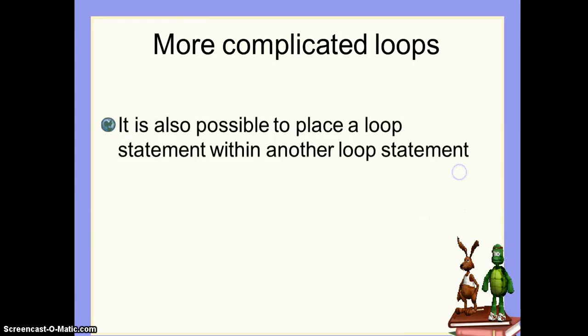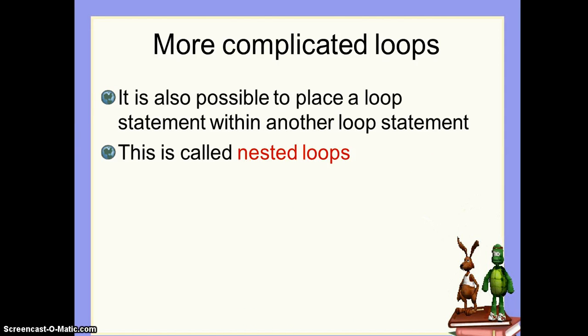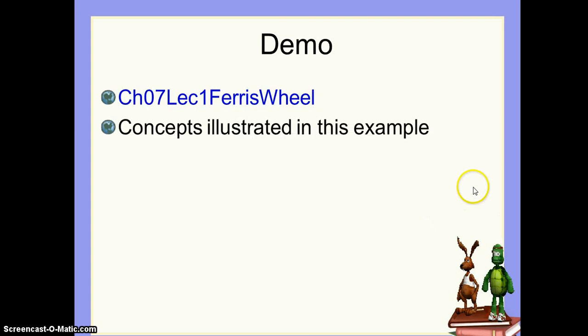Okay, so you can also put a loop within a loop, and as you know, these would be called nested loops. So here's a pretty cool example. The whole Ferris wheel, meaning this entire thing, is going to rotate clockwise, which is that way. But the inner wheels themselves are going to run counterclockwise. And for every time that this thing goes around once, meaning like that, and coming back here, these inner wheels are going to go around twice. All right, so let's check that out.